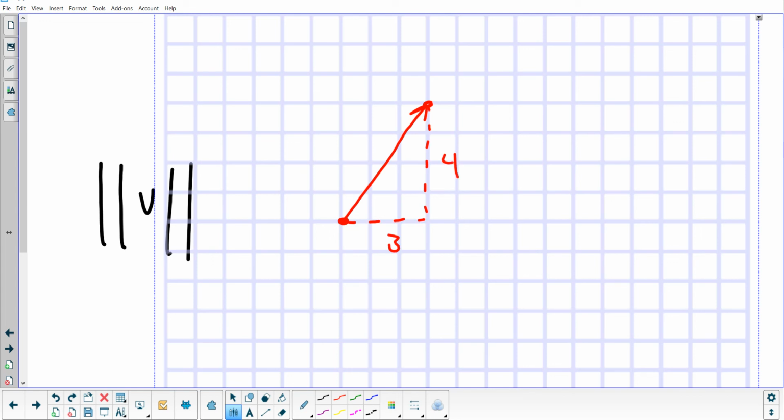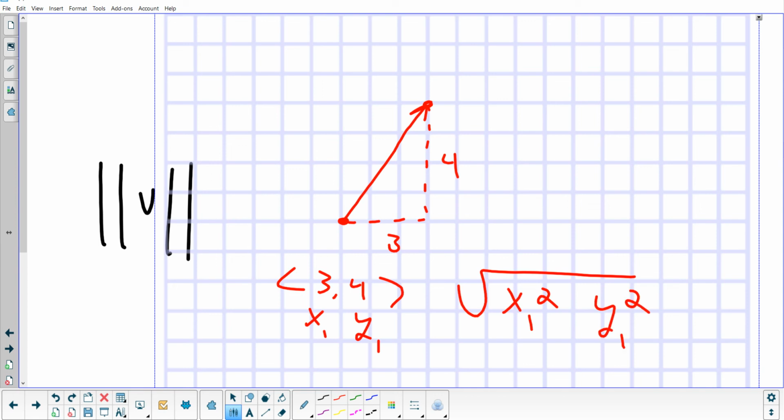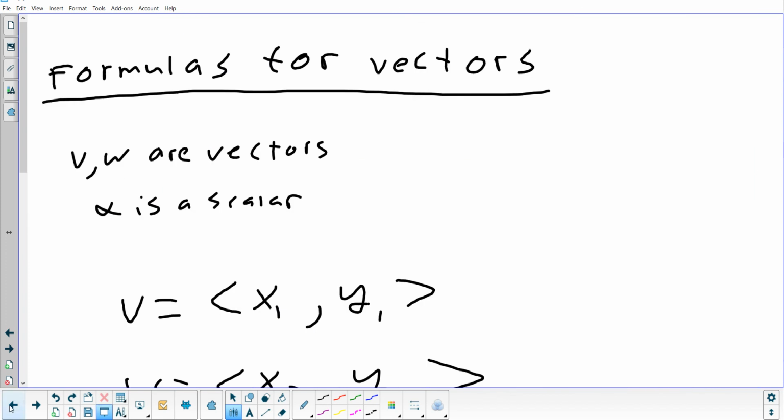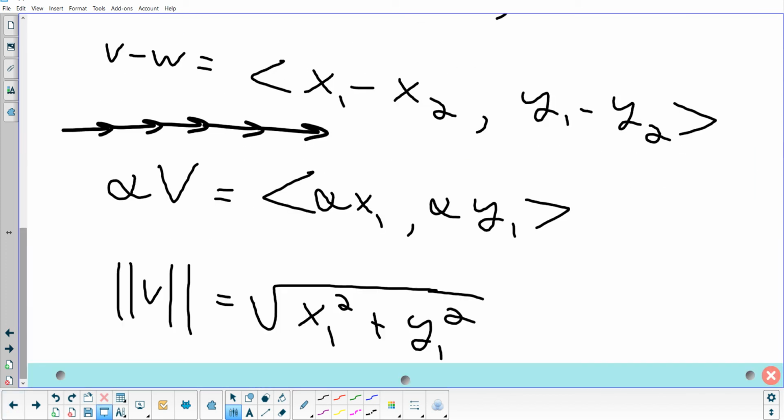So if you have the vector 3, 4, this is x1, this is y1. The formula for the magnitude would be the square root of the horizontal component squared, plus the vertical component squared. Add them up and take the square root. And I think that's the formula I put right there. So the magnitude isn't really a new concept. It's really just finding the hypotenuse of a right triangle.